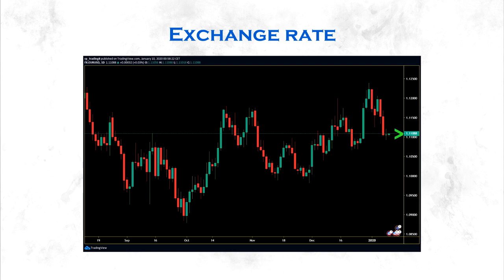You can see this on the right side of the screen, and you can call this number price if you like, but it's just the exchange rate.